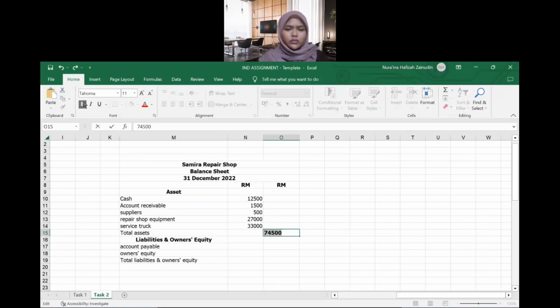Okay, for the liabilities and owner's equity, accounts payable has 2,600 ringgit Malaysia, and owner's equity has 71,900 ringgit Malaysia. The total of liabilities and owner's equity is 745,000 ringgit Malaysia. To get the balance sheet, the asset and the liabilities and owner's equity need to balance each other.